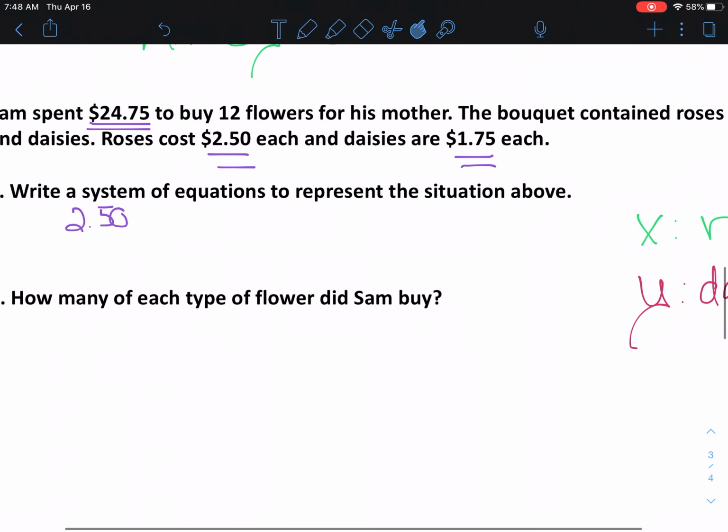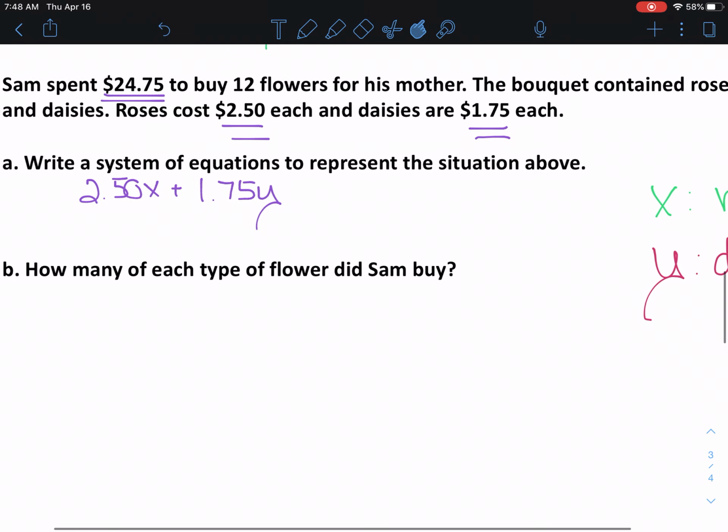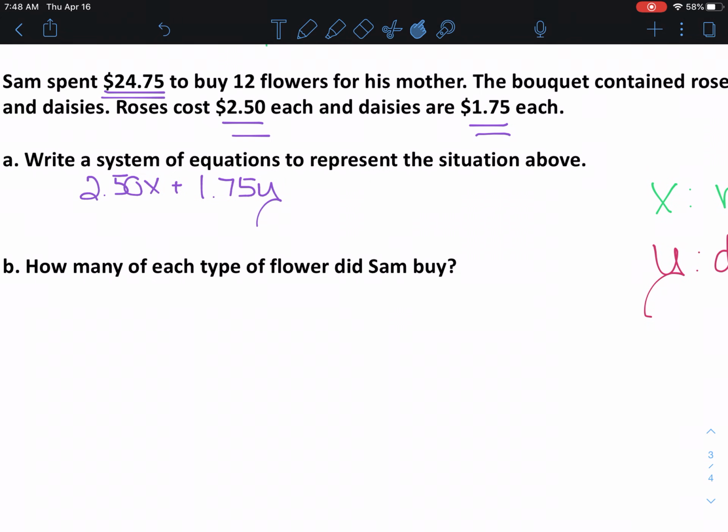So $2.50x plus daisies are $1.75, and notice that daisies are our y. And then our total was $24.75 that he spent. So this is just one equation all about cost.